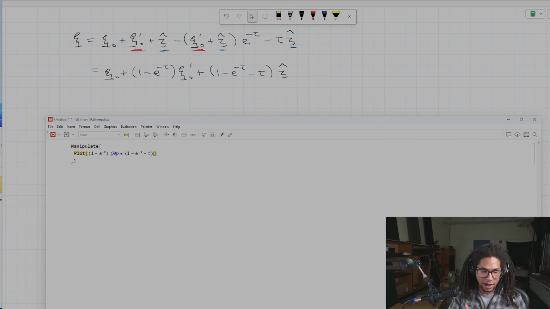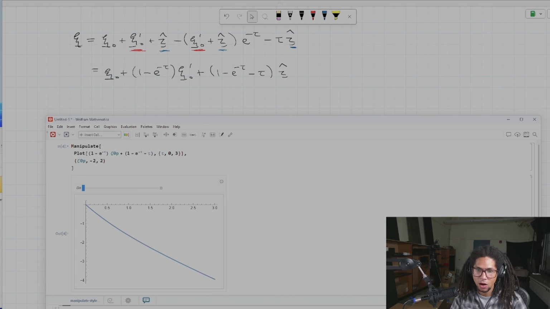And this is in the z direction, so no z hat needed. I want to plot this from, let's say, tau goes from 0 to 3. I chose that relatively arbitrarily, but we can look at the solution and iterate if we need to. And now I want to manipulate this for different values of C naught prime. Maybe I'll let it go from -2 to 2. All right, so what does my solution look like?